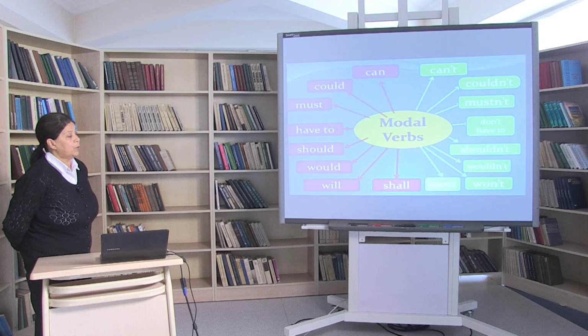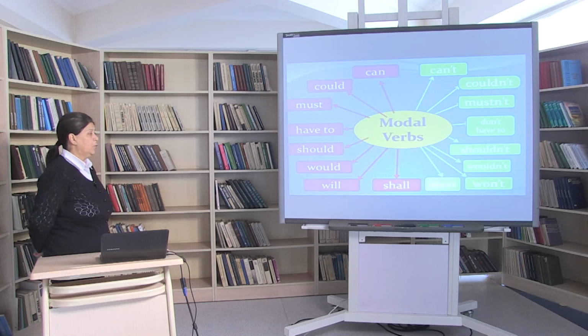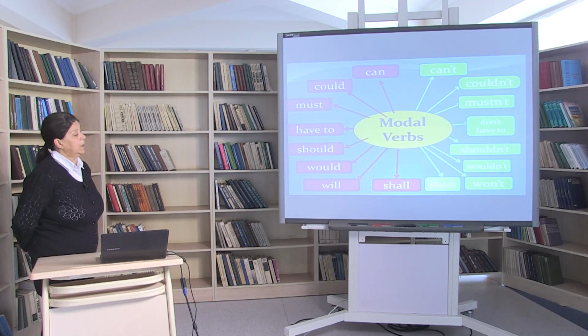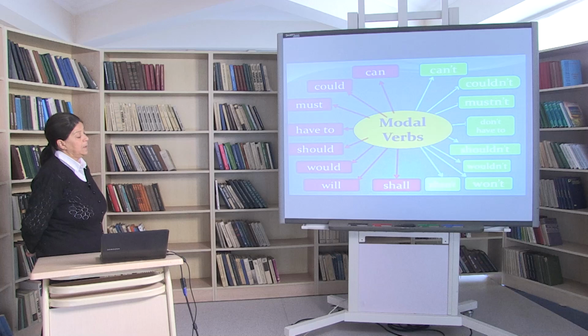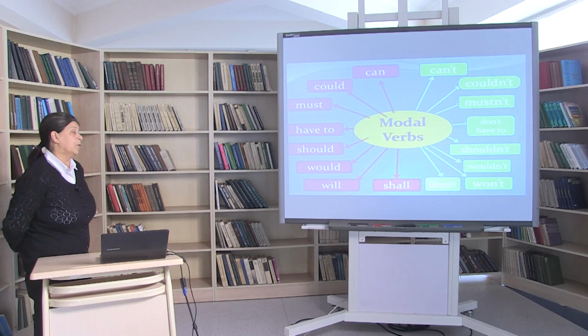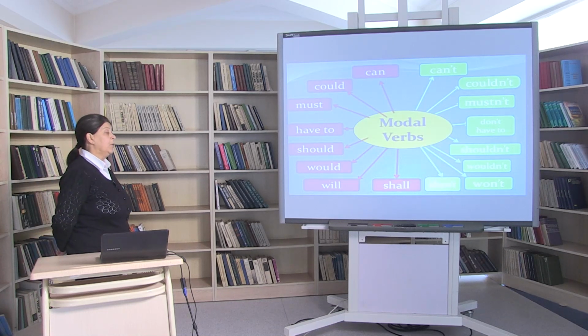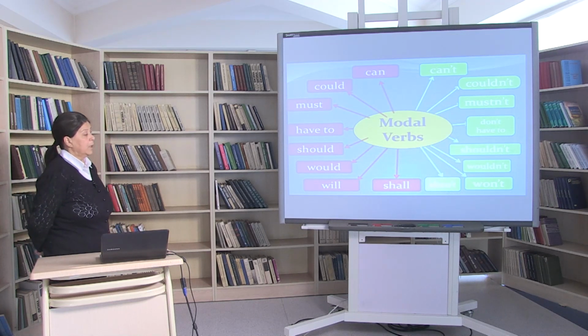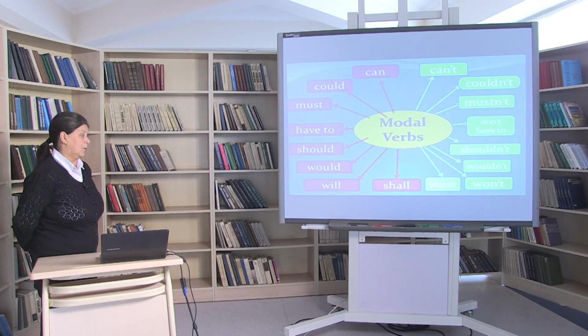Should is also a modal verb. It is used as a synonym of must, but should doesn't express prohibition or obligation. Should is used when we give advice to anyone. For example, if you have a toothache, I advise you in this way. You should see the doctor.